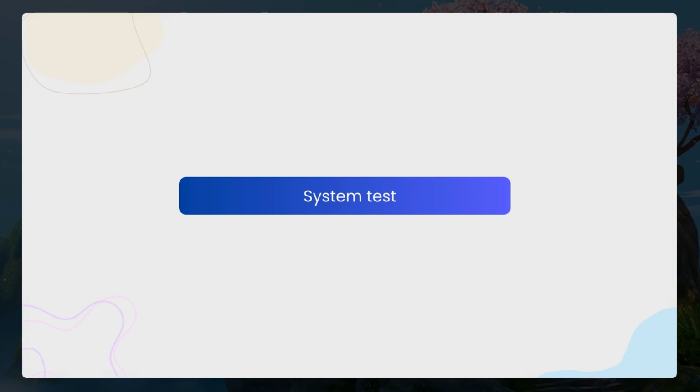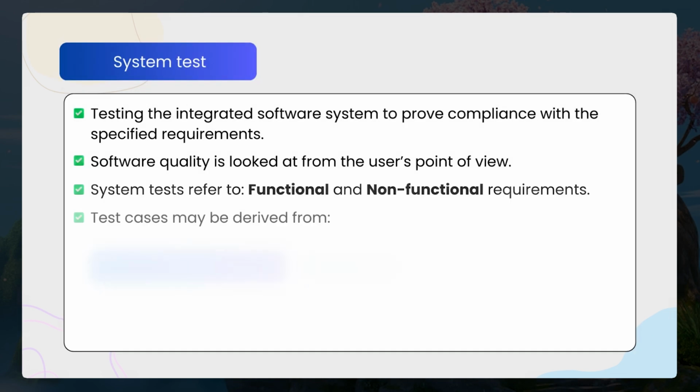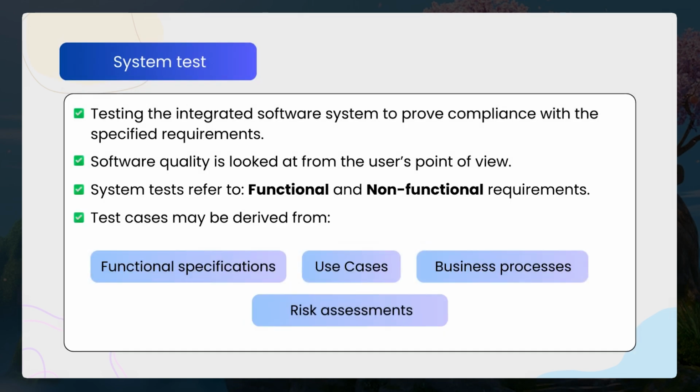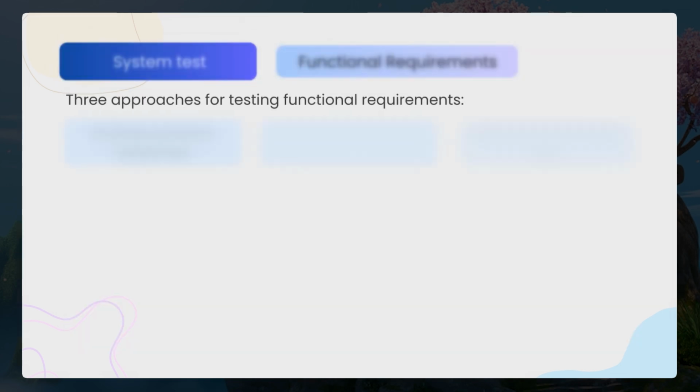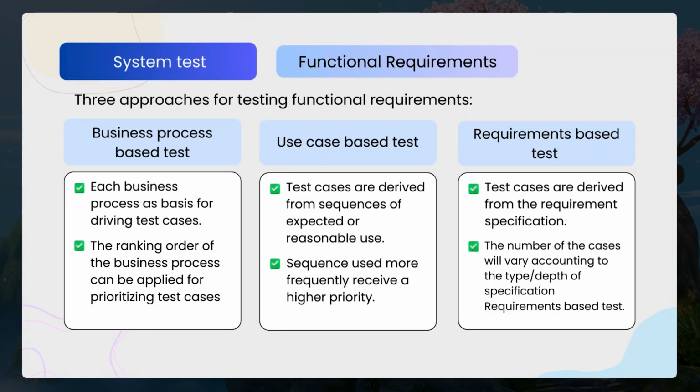System test. In system test, test cases may be derived from functional specifications, use cases, business processes, and risk assessments. It refers to functional and non-functional requirements, testing the integrated software system to prove compliance with the specified requirements. These are the functional requirements of system test: business process-based test, use case-based test, and requirements-based test.